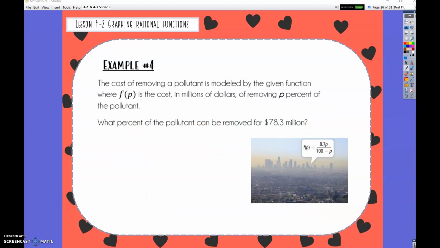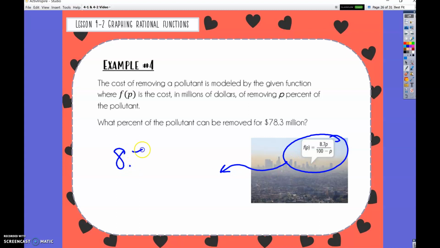Now, I skipped over example 3's triads, but that same thing we just did on example 3 would be applied to all of those triads in example 3. Example 4 is just a real-world application problem. They actually give you this equation built into the picture, so you already have one there.